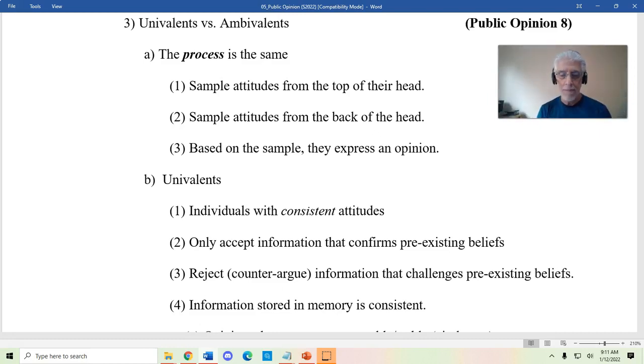We could tell that by the attitudes they had stored in memory. Well, people who are univalent only accept information that confirms their pre-existing beliefs. Anytime that they're presented with information that challenges those pre-existing beliefs, they reject that information. The other way that we talk about this is that they counter-argue that information.